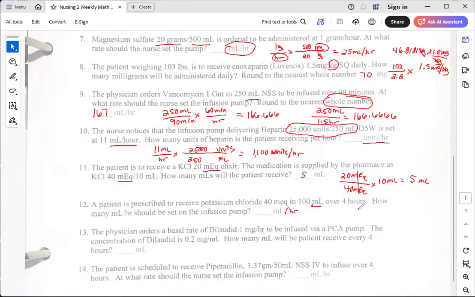Okay. So what do I need when I have an infusion pump question? I need the volume and I need the time. So I don't need to worry about how much potassium chloride is in the IV. I just need to know that I have it available, the quantity, 100 milliliters over the time, 4 hours. And so we get 25 mil per hour.